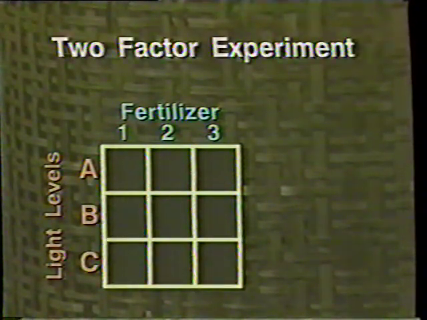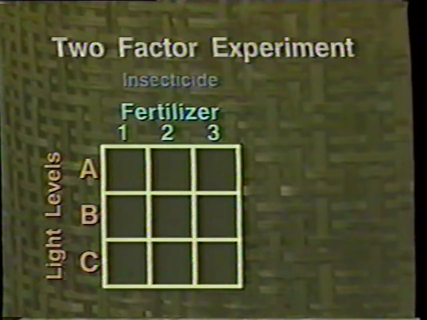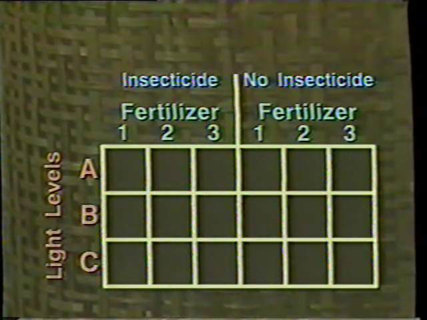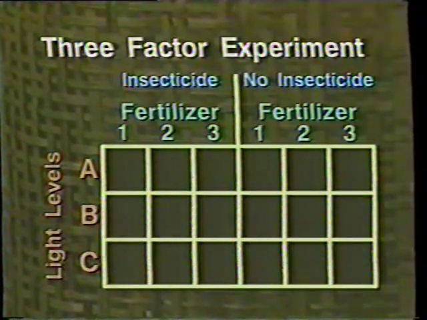Each combination of factors results in a single treatment. The number of possible treatments multiplies rapidly as you add factors, for example, the presence or absence of insecticide. But no matter how many factors we have, the same principles of randomization and comparison apply.